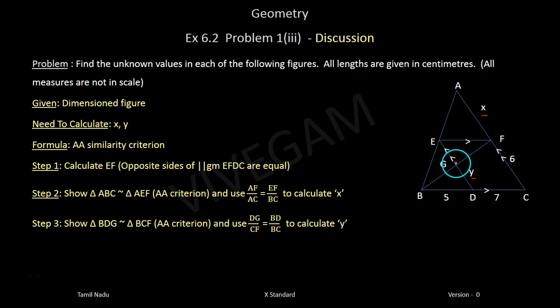Again, I am not using the third side of the triangle, because you don't have any measurements on this side. That's why I am sticking to this side of the triangle and these two sides only, because that's where the measurements are given. So BD divided by BC, that is 5 divided by 5 plus 7. You'll get an equation in y; solve it and get the value of y.